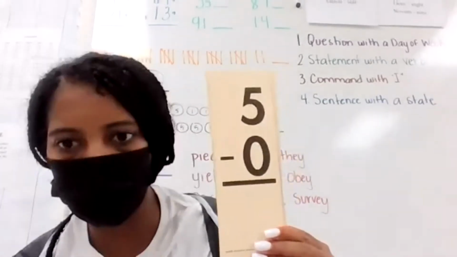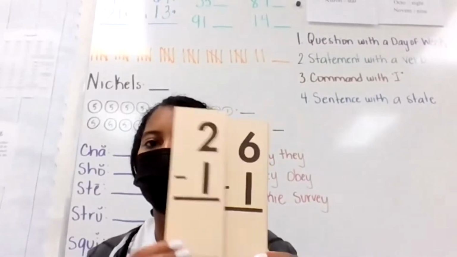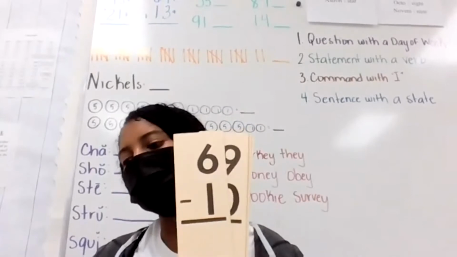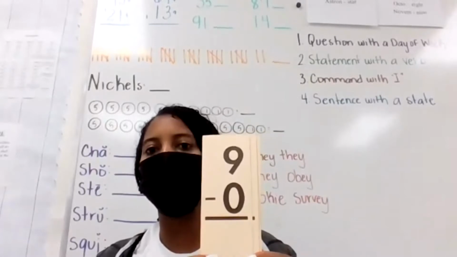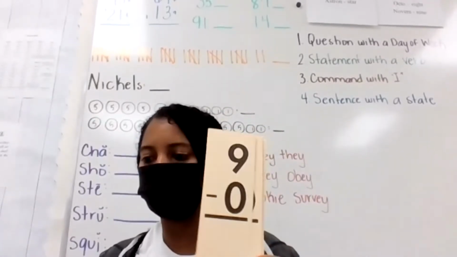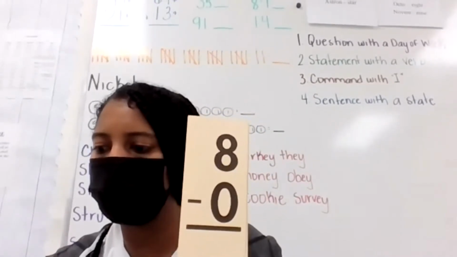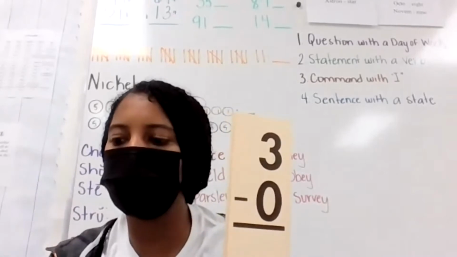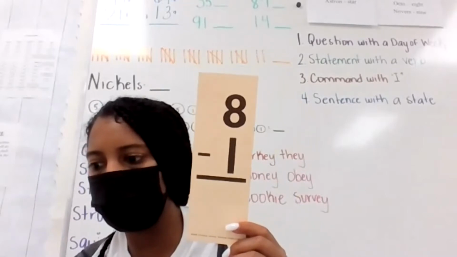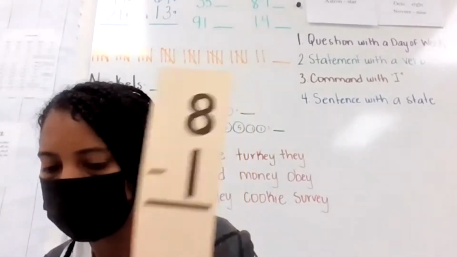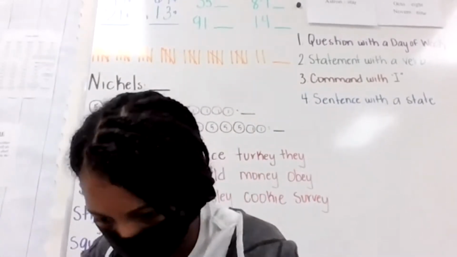5 minus 0 equals 5. 2 minus 1 equals 1. 6 minus 1 equals 5. 9 minus 0 equals 9. 8 minus 0 equals 8. 3 minus 0 equals 3. 8 minus 1 equals 7. All right. Okay, so those are your facts.